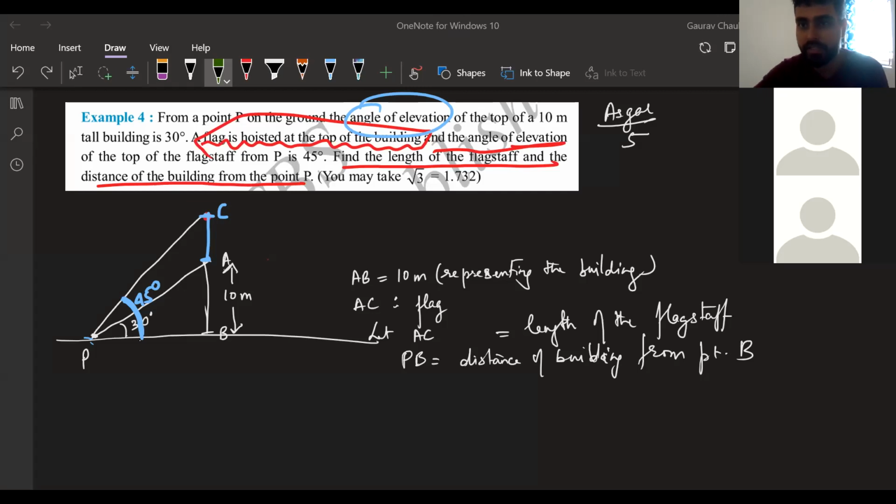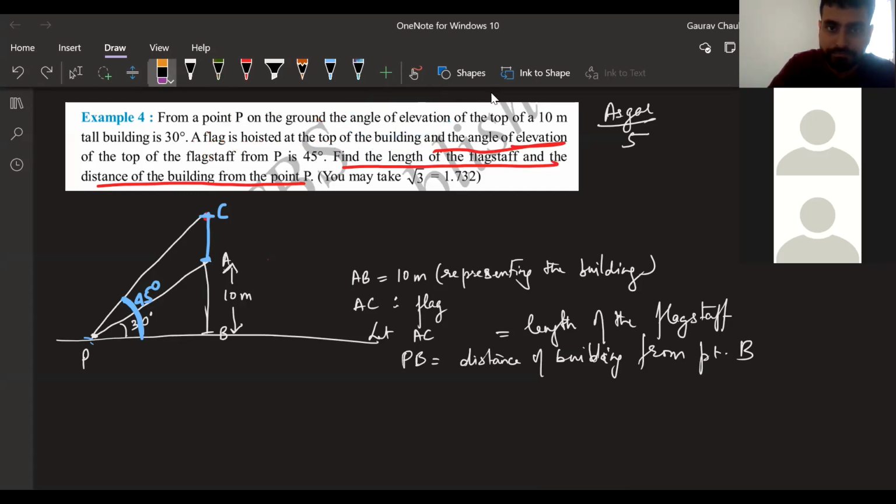These two things you have to check. Be careful which one is the horizontal and which one is the line of sight. That's all, and once you've checked that, the angle will come. As we do more questions, we'll get more practice with this.